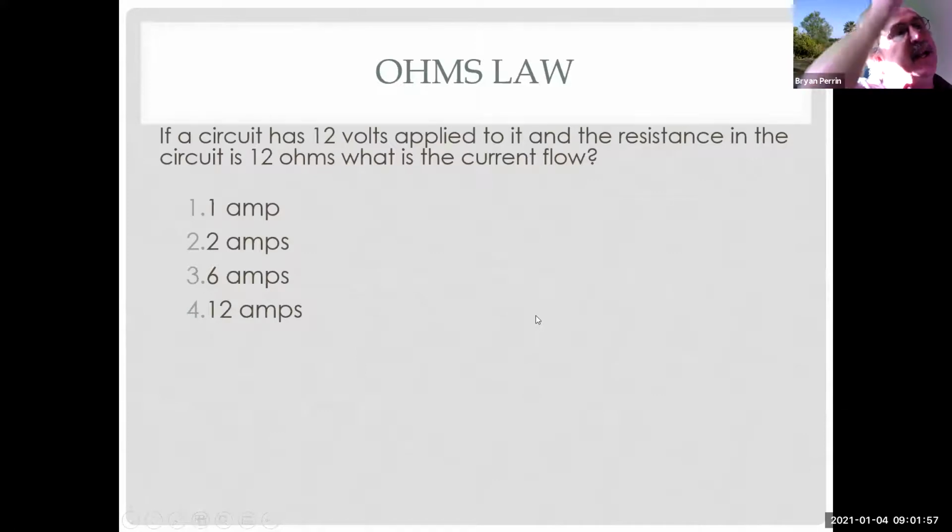So if a circuit has 12 volts applied to it and the resistance in the circuit is 12 ohms, what is the current flow? 1. 1, you got it. So again, not a hard math problem, but it shows me you understand the concept of what I'm talking about. I'm much more concerned with the concept than how hard I can make the math problem.